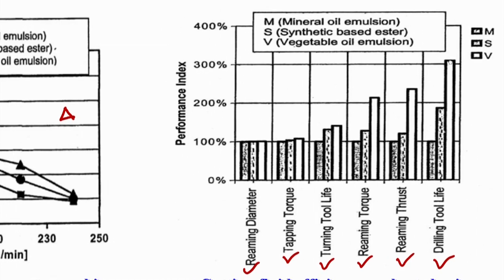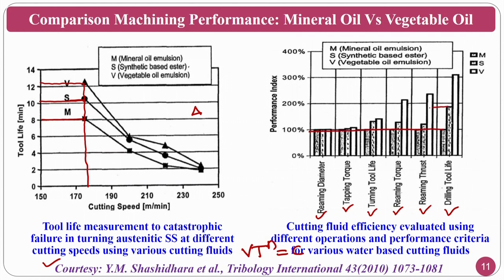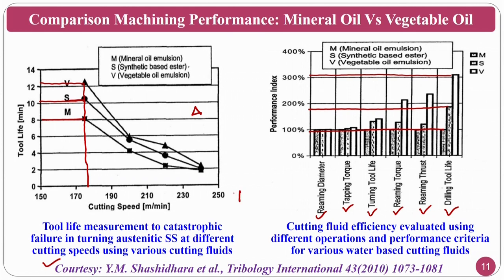For this one the performance index is 100%, this holds good for approximately 190%, and this holds good for 310 or so, above 300. That means not only for normal machining, but for drilling, reaming, turning and other applications also, vegetable oil gives me better results compared to mineral oil. That is the technical proof from the research paper. What I want to say from this slide is that, in terms of V t^n equals constant, tool life and mechanical performance, the cutting fluid is better than mineral oil.